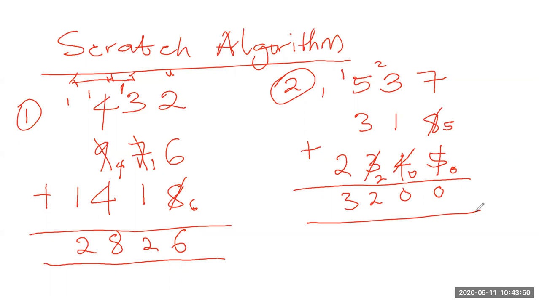So you start from the units column, and when you make a 10, you cross, okay, and then you move on, and then you move the number of crosses ahead and keep adding until you get to the last column. Okay, good. So this is how you use the scratch algorithm.